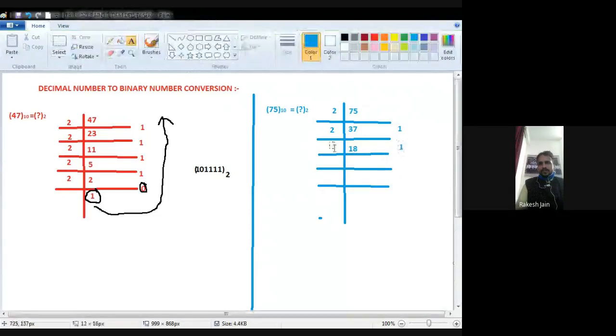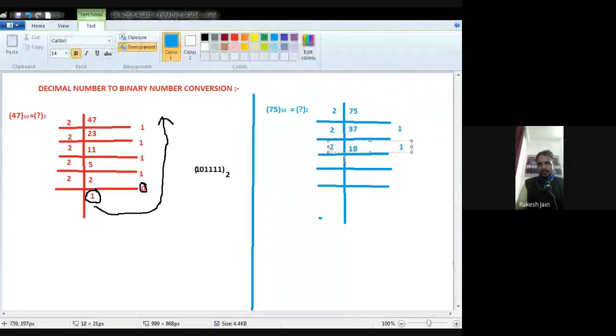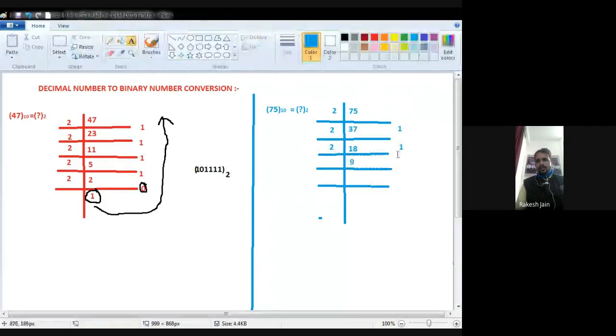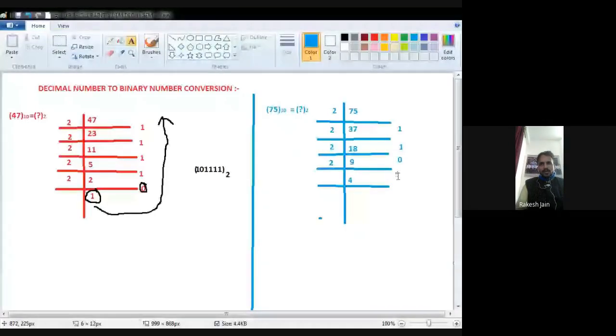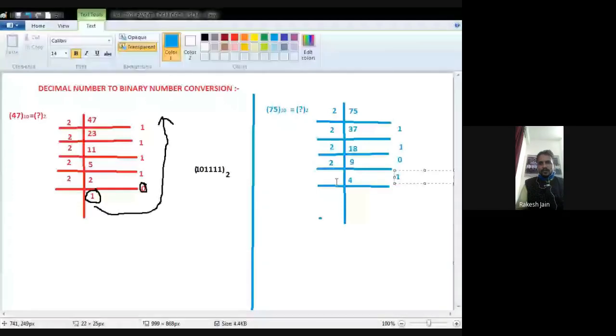Again divide this 18 by 2. It will be divided completely by 9, because 2 nines are 18. So the remainder bit will be 0. Now again this 9 divided by 2 is 4, because 2 fours are 8, and the remainder bit will be 1.